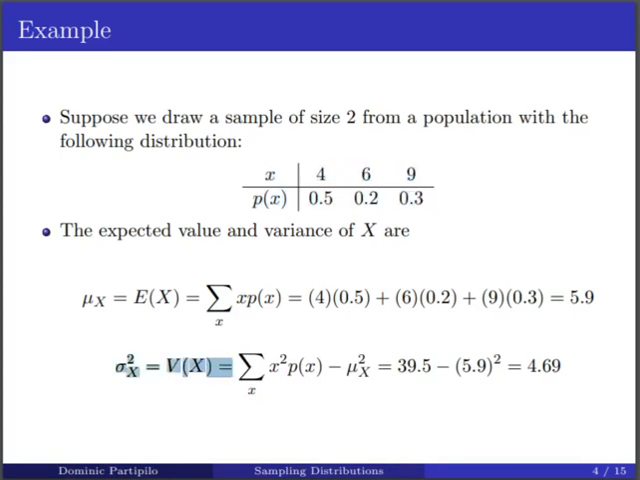And the variance, remember, is going to be the expectation of x squared minus the expectation of x, squared. So this is going to be the sum of each of the x values squared times their probabilities minus mu squared. For this first piece, you'll just have to trust me that it's 39.5. And for the second piece, we already figured out that the expectation was 5.9, and we're just going to be squaring that. If you do this math, you will end up with 4.69.